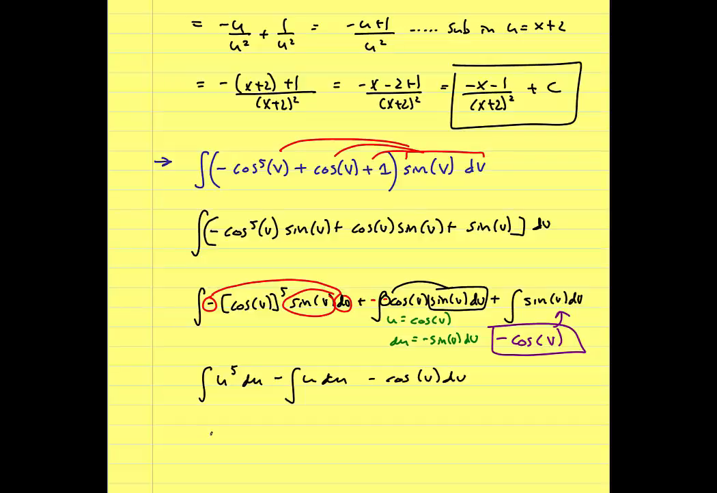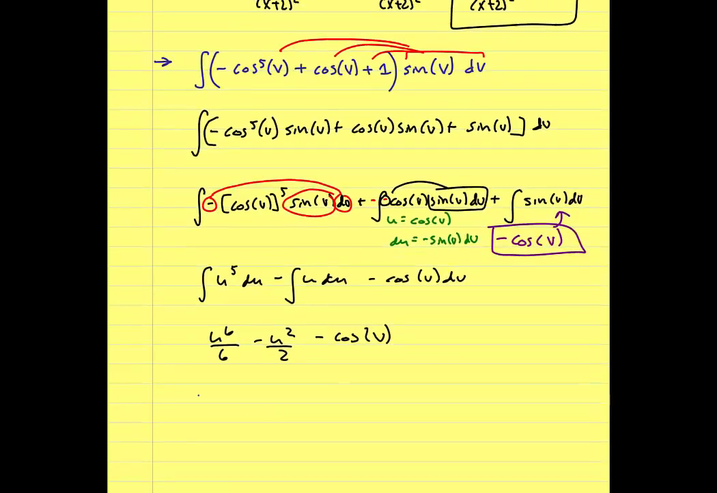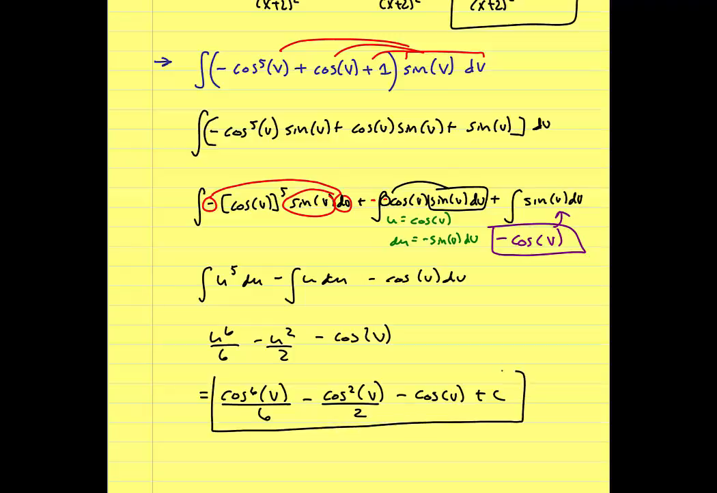So integrating, I get u to the 6th over 6 minus u squared over 2 minus cosine of v. I have to substitute back in. u was the cosine of v, so this is cosine to the 6th of v over 6 minus cosine squared of v over 2 minus the cosine of v plus C, my constant of integration. Now I could simplify this a bit. I could find a common denominator and write it as a single fraction over 6, and I could also factor out a cosine of v, but for this one, we'll call that good because those simplifications won't lead to any further simplifications like being able to combine any like terms.